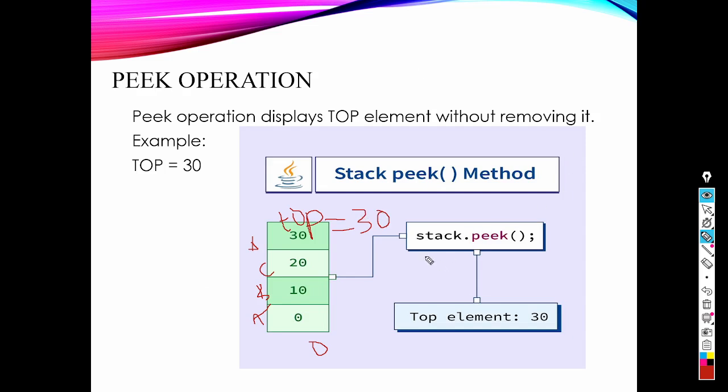If I give the syntax like this in my program, stack.peek, what is our stack's top element here? The top element is 30. This is the peek operation. It displays only the top element without removing it. Without removing, what is the top element? The top element is 30. Now if I remove 30 using the pop operation, what is my top element? My top element is 20. This is how it works.